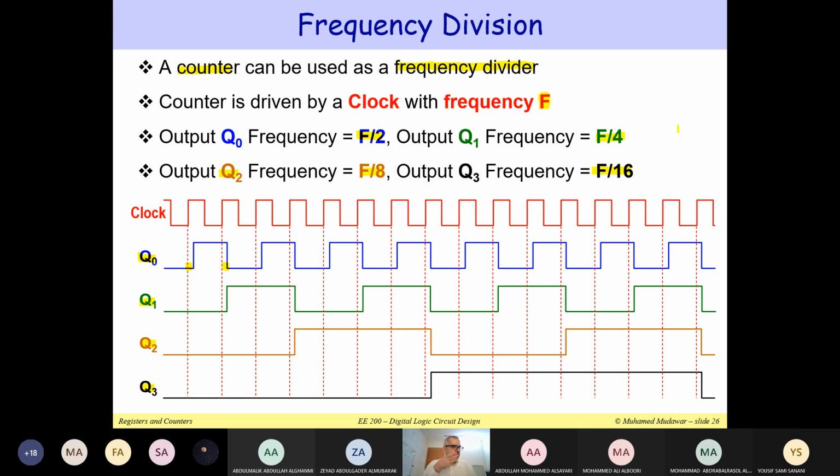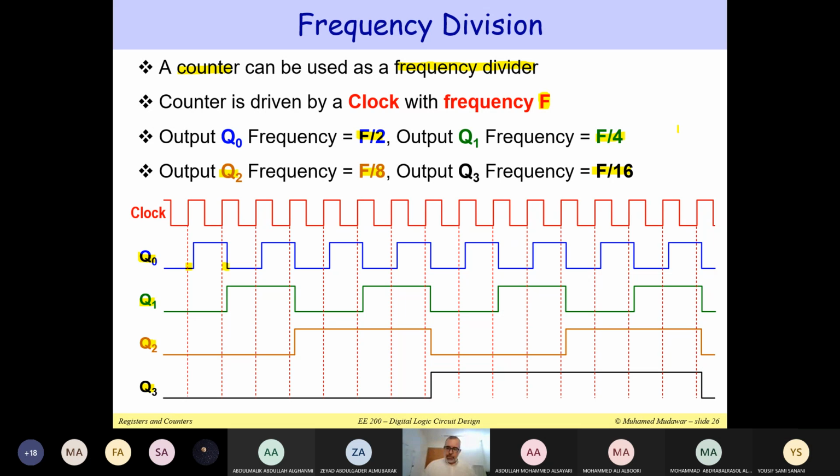That is, if I want to have clocks with different frequencies inside my circuit, I can do that. So that's basically the idea of frequency division. Questions about this? So that's one application of the counter, to use it as a frequency divider.